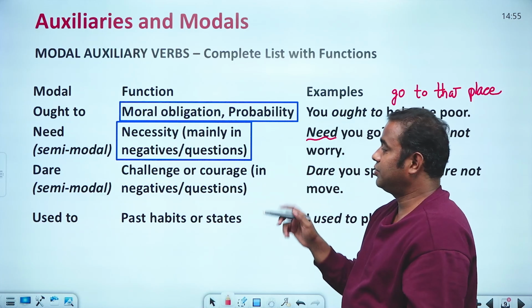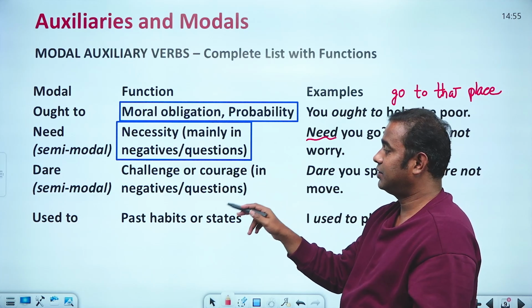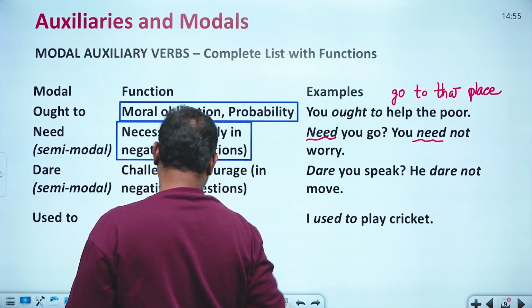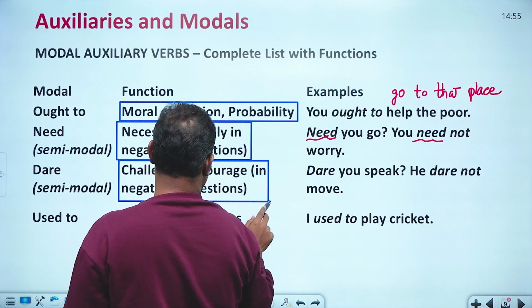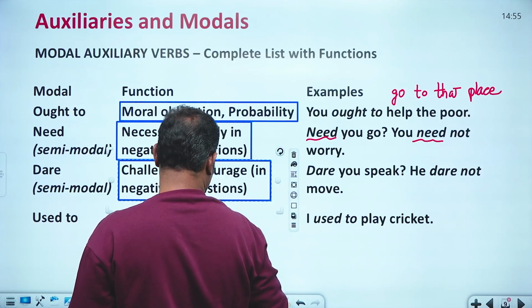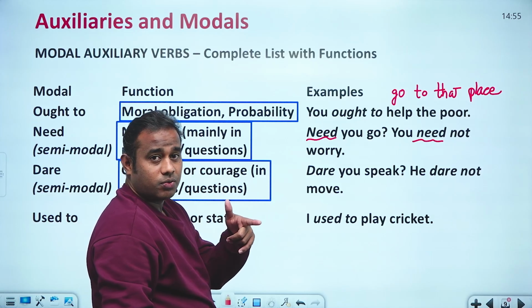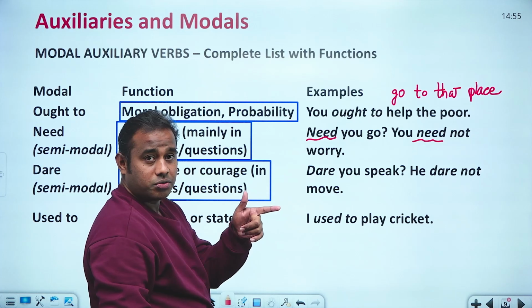Dare is basically used for challenging, courage, or any negatives. So same thing. Okay, so dare: you say he dare not move. Okay, I dare you to be quiet. Okay, I dare you to do that, like this.